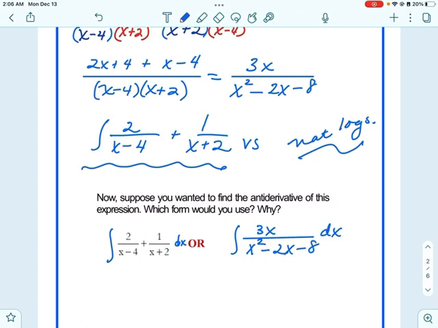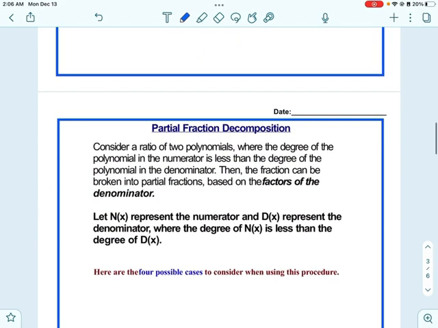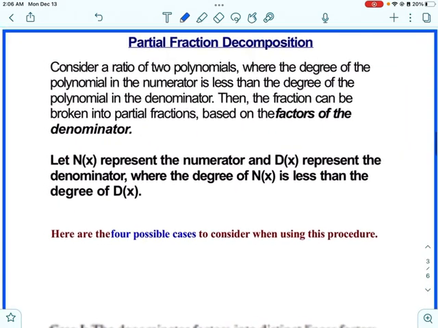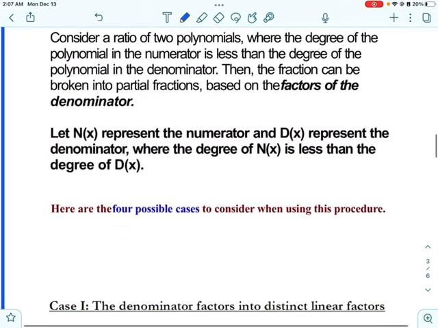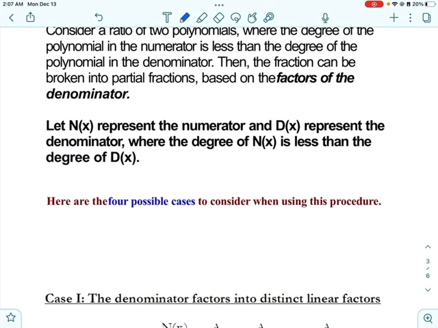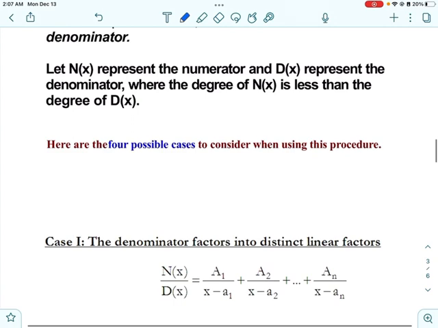So consider the ratio of two polynomials where the degree of the polynomial in the numerator is less than the degree of the polynomial in the denominator. Then the fraction can be broken into partial fractions based on the factors of the denominator. If we let n of x represent the numerator and d of x represent the denominator, where the degree of n of x is less than the degree of d of x, we have 4 possible cases to consider when using this procedure. However, we will not be considering all of them. I'm just going to let you know, hey, this is out there.